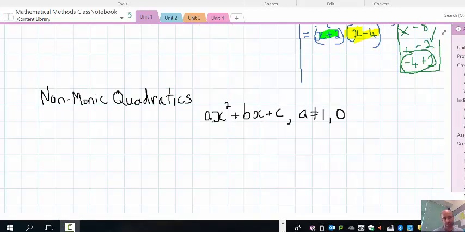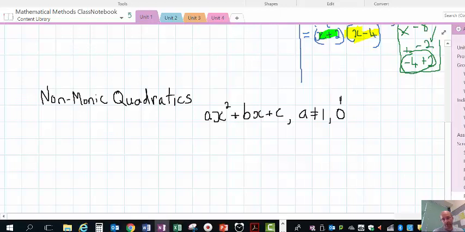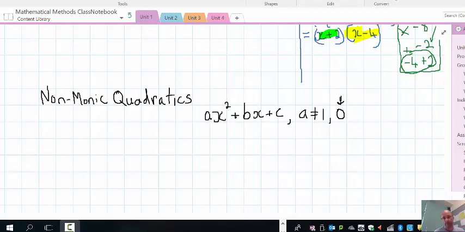A non-monic quadratic is similar to what we just saw, except a does not equal 1. It's usually a number, an integer normally, something like 3 or 4. We've got something I didn't add earlier with these quadratics, of course. Not only in the case of a monic, we can't have a equal to 1. With any of these quadratics, we can't have a equal to 0, because that would knock out the first term and we would have a linear function instead.